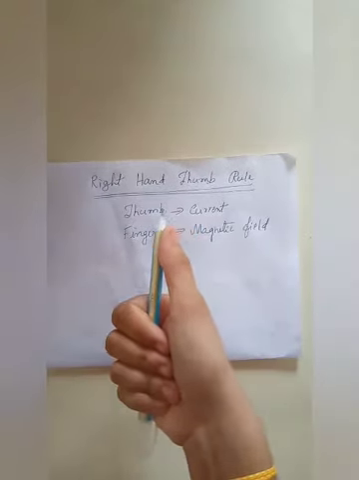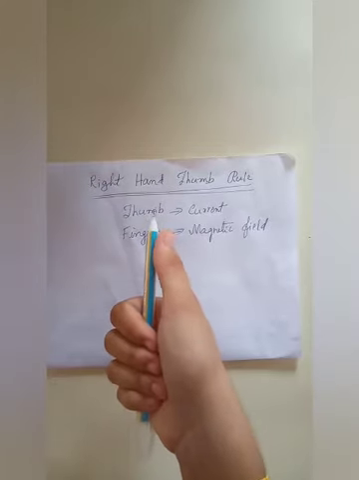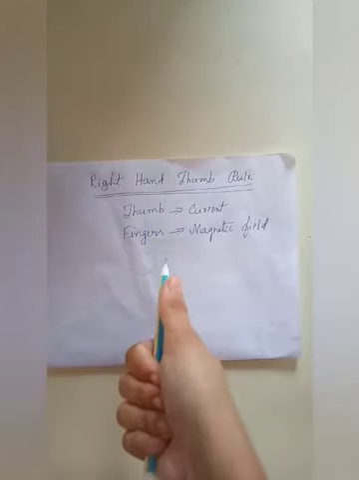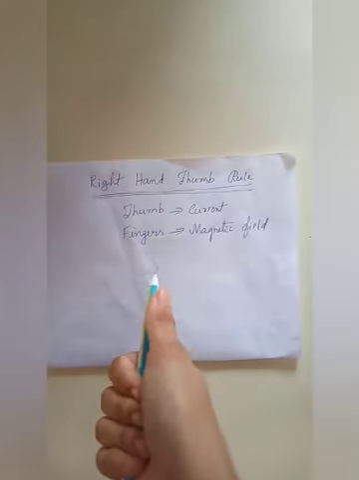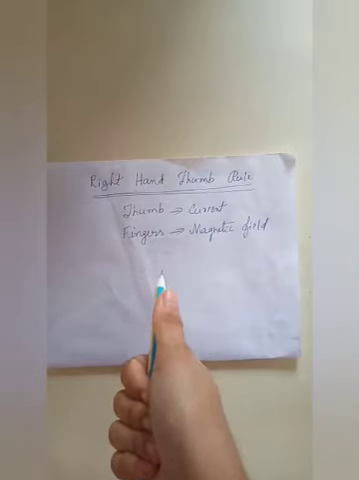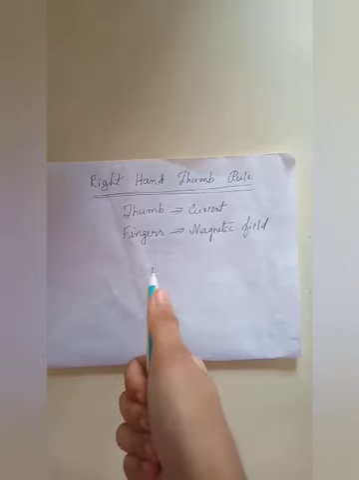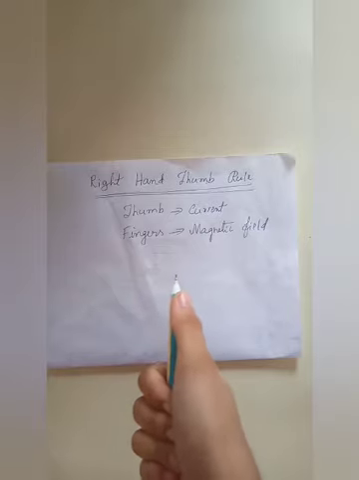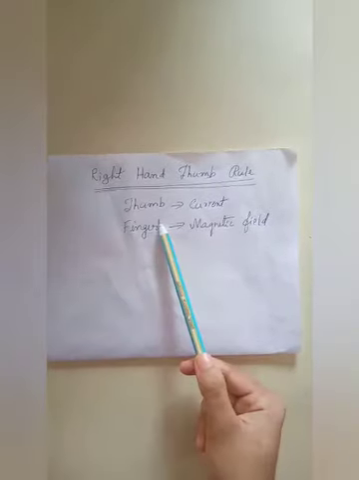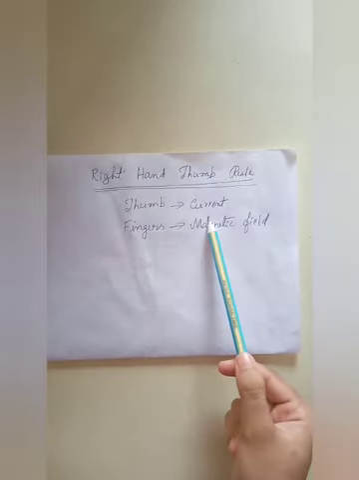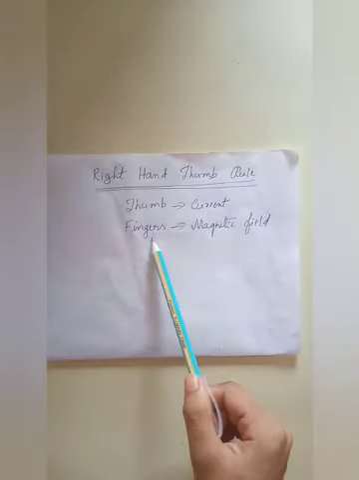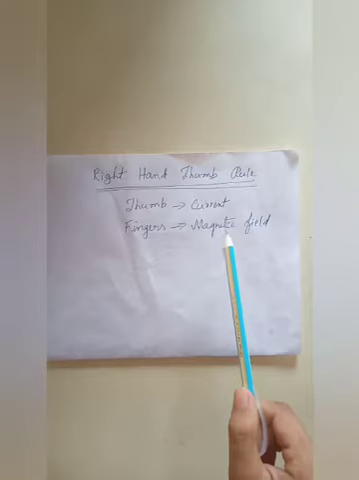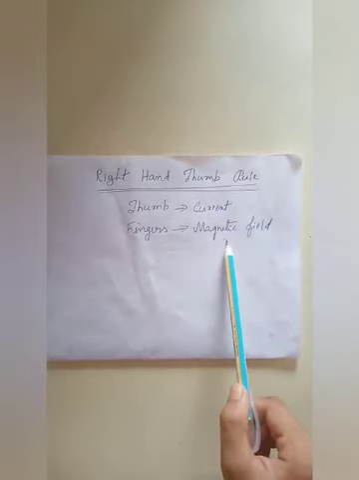Students, when you learn this definition, hold your pencil in your right hand. The pencil is the straight conductor. Your fingers wrap around the pencil. They show the direction of magnetic field lines. The thumb shows the direction of current. The fingers show the direction of the magnetic field or field lines.